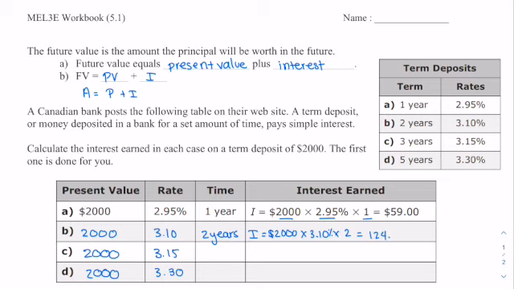This will give you 124.00. The next one is for 3 years. So I will give you 2,000 times 3.15% times 3, and that gives you 189.00. And then here you have the last one, which is 5 years. So I is 2,000 times 3.30 times 5, which gives you 330.